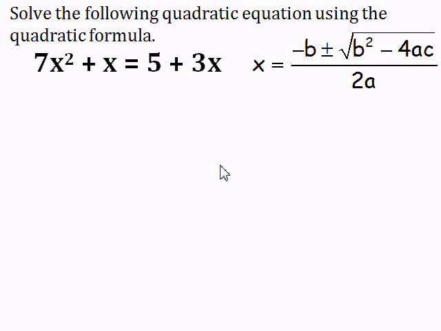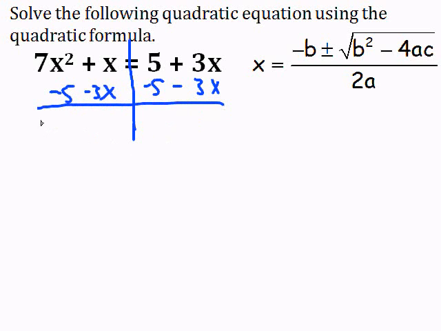So to get us started, we've got an equation right here that we're going to solve using the quadratic formula. Note that the quadratic formula only works on quadratic equations, meaning your largest exponent is a 2. So the first thing we're going to do is try to get our equation equal to 0, and to do that, I'm going to take away 5 and take away 3x from both sides.